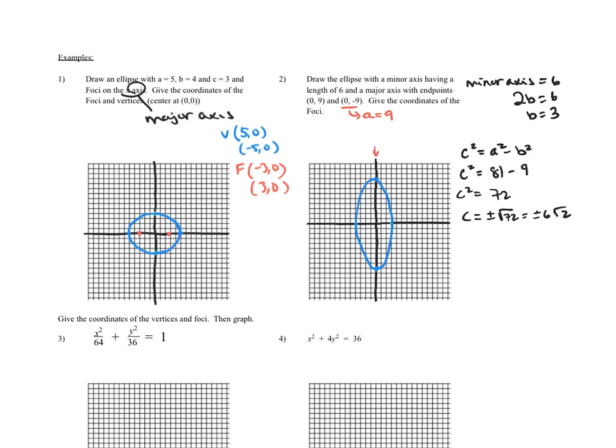So then when we write the coordinates, we need to write them as 0, comma, 6 root 2, and 0, comma, negative 6 root 2. And those are our foci.